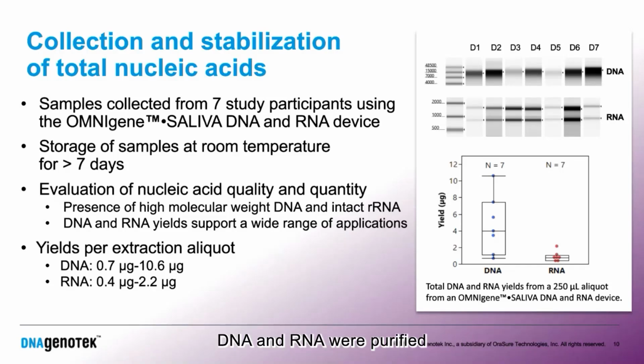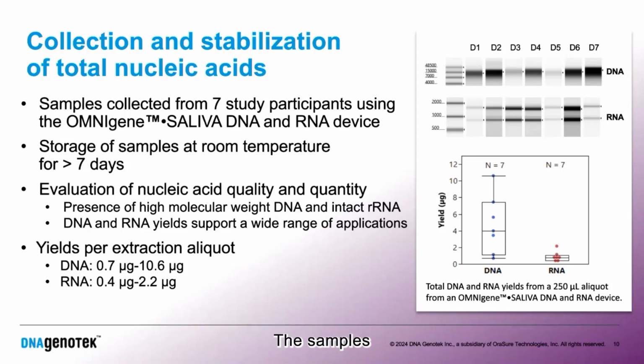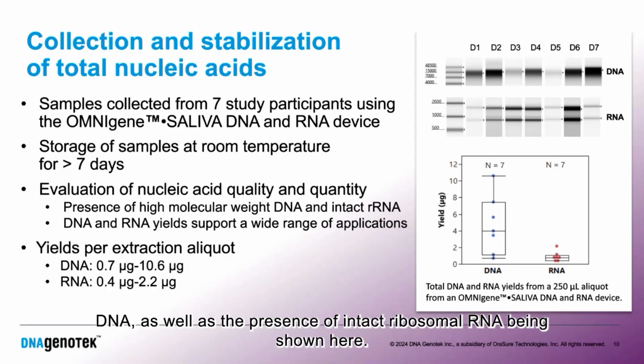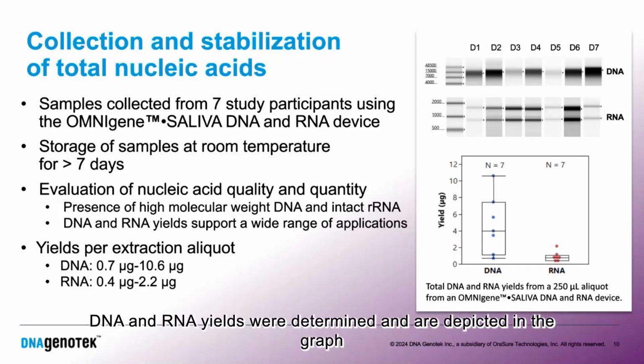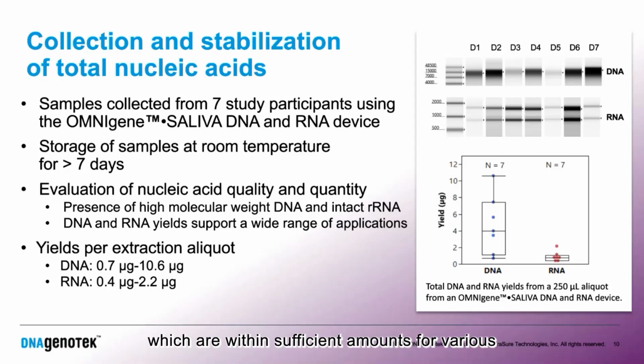DNA and RNA were co-purified from a sample aliquot, and the quality and quantity were evaluated. The samples demonstrated high quality with the presence of high molecular weight DNA, as well as the presence of intact ribosomal RNA bands shown here. DNA and RNA yields were determined and are depicted in the graph, showing a range similar to the product development testing, which are within sufficient amounts for various downstream molecular assays.